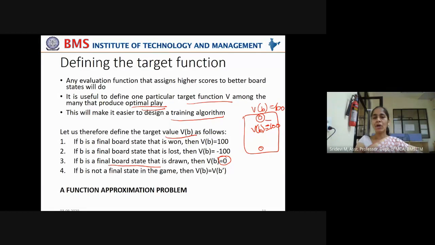Now if B is not a final state in the game, not like this, but somewhere in the middle, an intermediary state on the way to win or lose a game, how do you assign weight to that particular move? V of B is equal to V of B dash. B dash will be the new weight that you assign each time you make a new move.